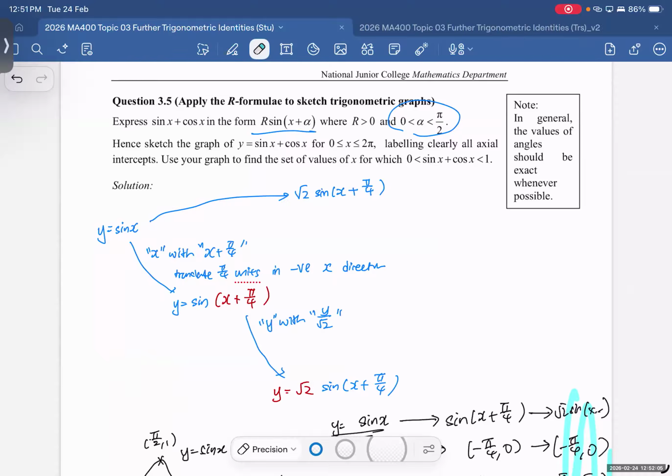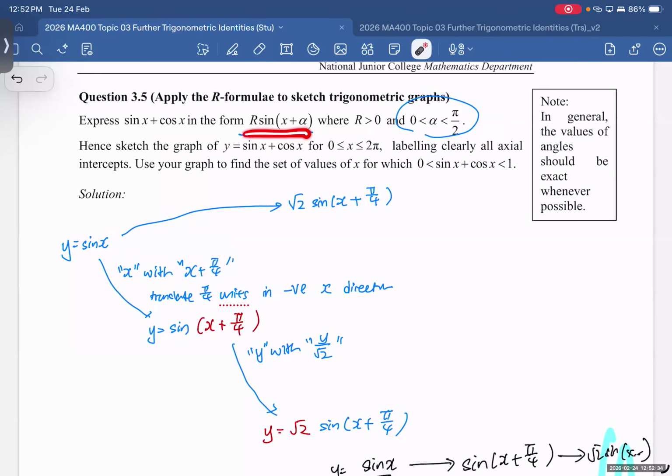I want to ask who is paying attention to me. No one. Those who are listening, I want to stress to you, this question is very important. In this question, with r sine of x plus alpha, you are required to use our formula to sketch a graph. And this graph encompasses curve transformations. It is a very powerful question because it's tested on so many topics.